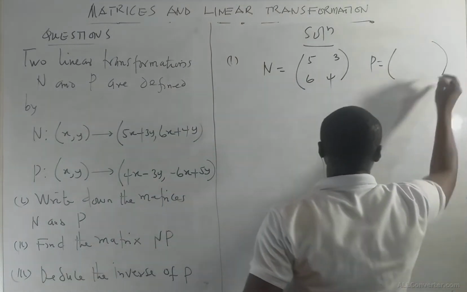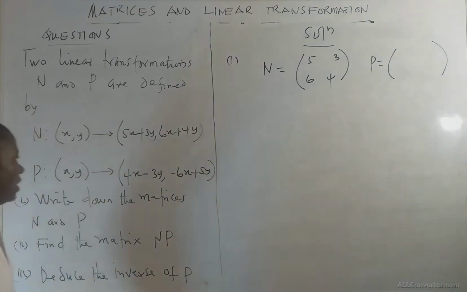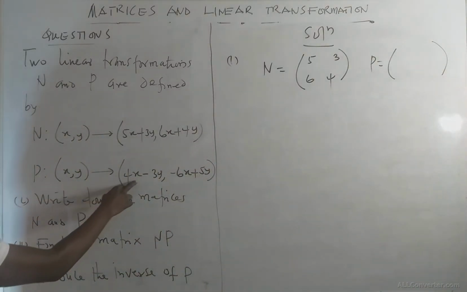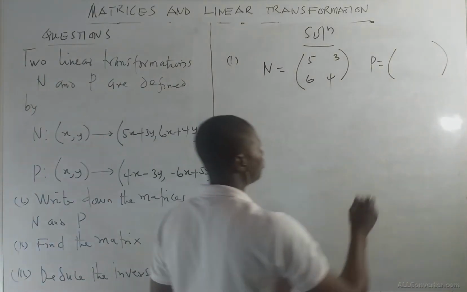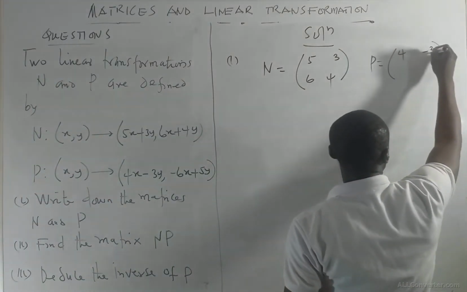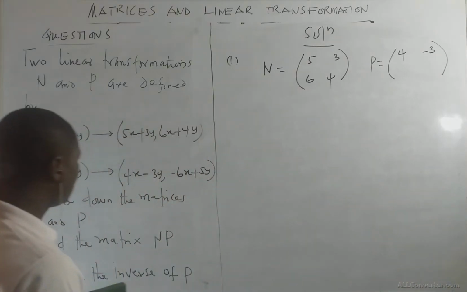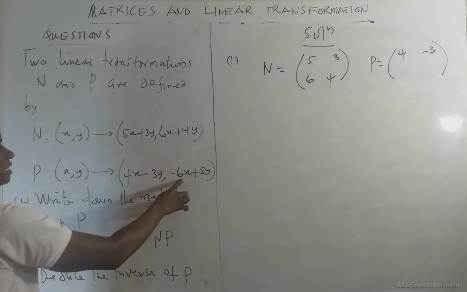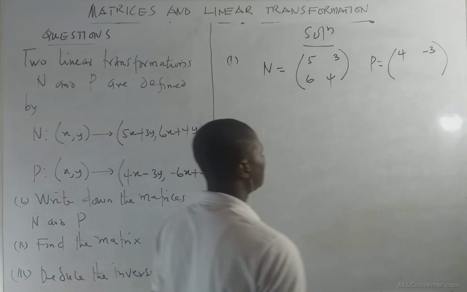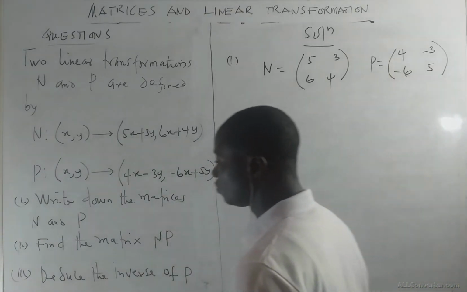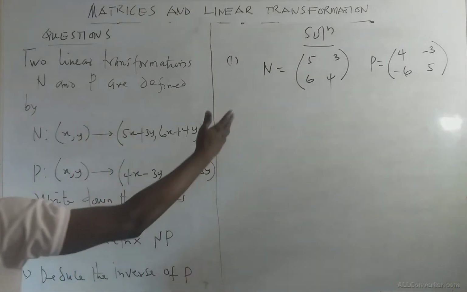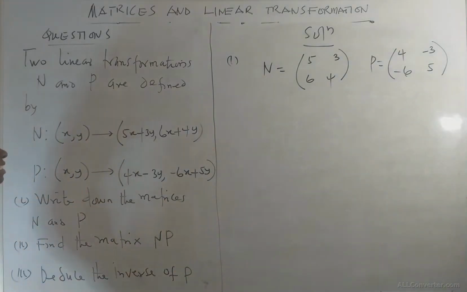Then let's look at our matrix P. Let's look at the transformation. We have 4x minus 3y, so we have 4, minus 3 as our first row. Then we have minus 6 and 5. So these are the two matrices. That's the solution to the first part. That's how you write the matrix, and I guess by now you understand how to write a matrix when you are given the transformation.